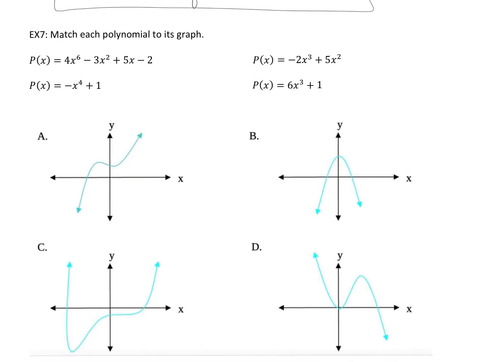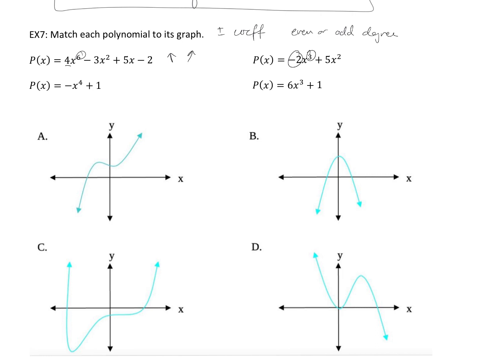So next, for example 7, we're going to match each polynomial to its graph. Again, how do we do that? How do we match it? We're just going to look for the end behavior. And again, the end behavior is based on positive or negative for the coefficient, and then if it's even or odd for the degree. So for p of x, it's a positive 4 and an even 6, which means the end behavior should look like that. For the next one, we have a negative 2 and cubed.